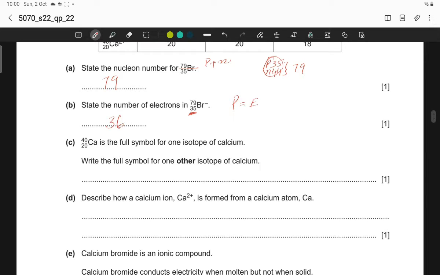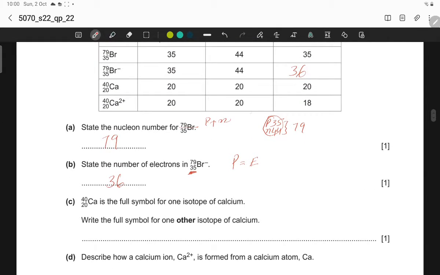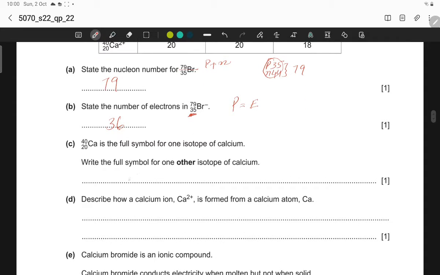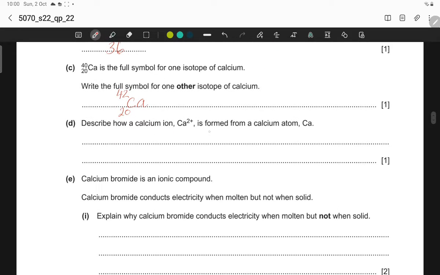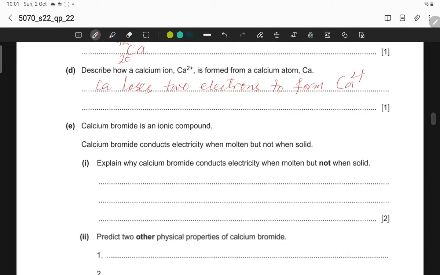Write the full symbol for one isotope of calcium. Calcium is 20, and we write one or two more, 42 can be written. So this is an isotope of calcium. Describe how a calcium ion is formed from a calcium atom. Calcium is a metal present in group 2. It loses 2 electrons to form calcium 2 positive.